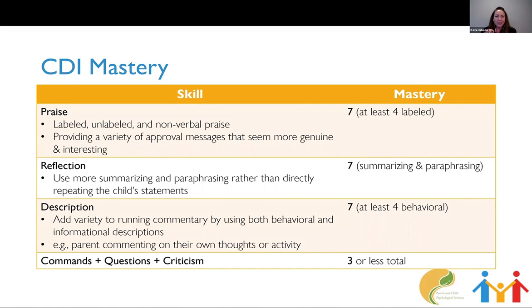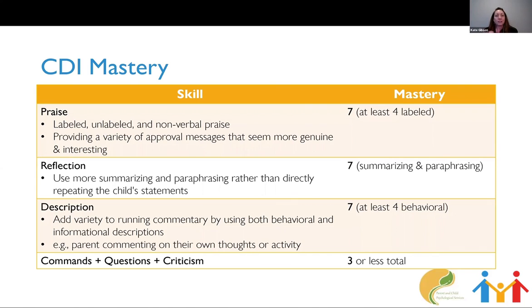But in terms of mastery, here is what we're looking for. For all of the PRIDE skills, we're lowering from 10 to 7. We're expecting less frequent talk overall and less frequent PRIDE skills. So 7 rather than 10 is going to be the mastery criteria. Within that, there are a couple important points. So within praise, we want at least 4 of the praises to be labeled, and the rest can be unlabeled praises, whatever it takes to get to 7 or higher.